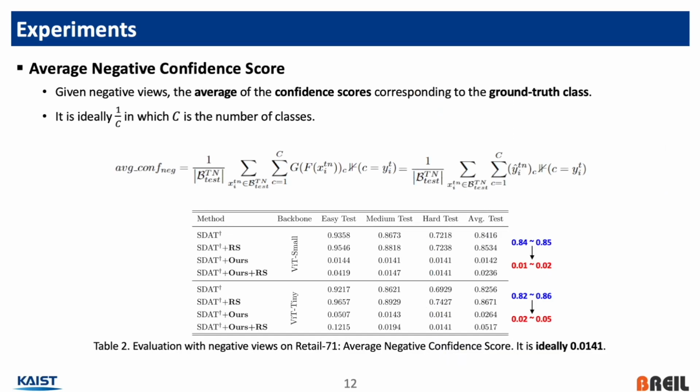And we also introduced a new negative confidence score metric to evaluate how well the model discriminates against negative views. It involves calculating the average score for the ground truth class across all negative views. So ideally, this score should be low, indicating effective discrimination against negative views. For example, in the Retail 71 dataset, the ideal average negative confidence score is 1/71 classes. Our experiments showed a significant improvement in this metric when using our method compared to the baseline, indicating enhanced model performance against negative views.